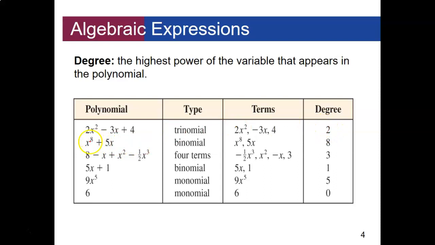This one would have a degree of 8. This one is not in descending order. Typically, we want to see our polynomials in descending order. So if it's in descending order, we would have this term first. This is going to be our highest power, so our degree of this one would be 3. This one would have a degree of 1 that's understood to be here, so it'd have a degree of 5. And since this is just a constant, it would have a degree of 0.